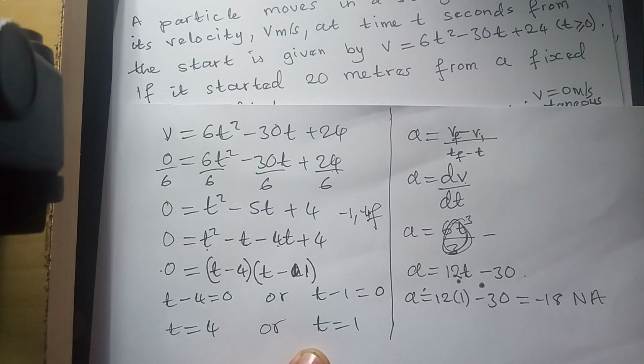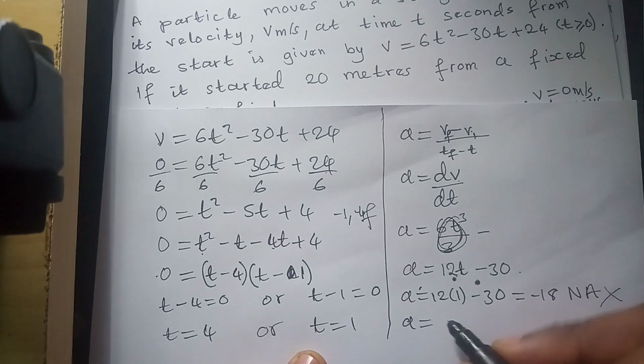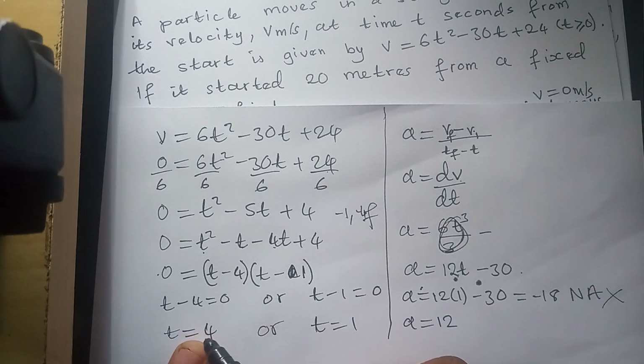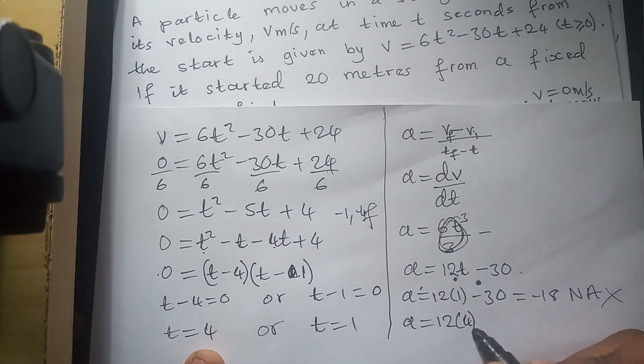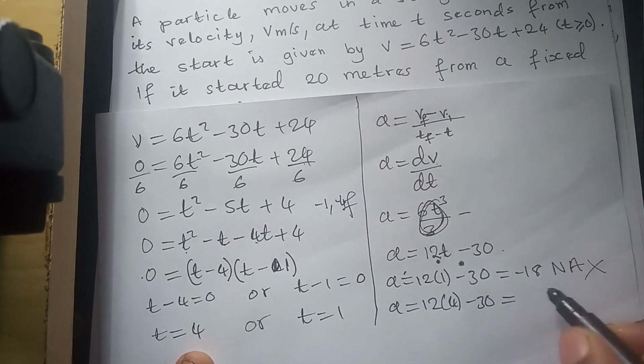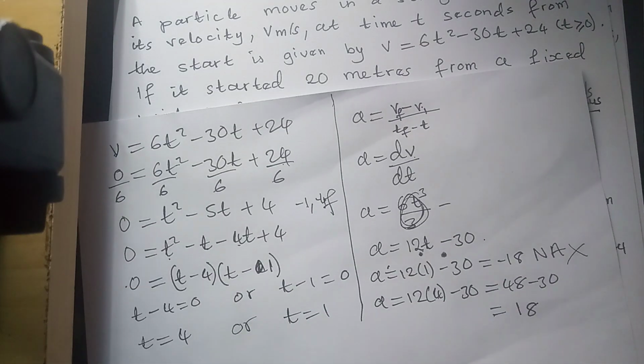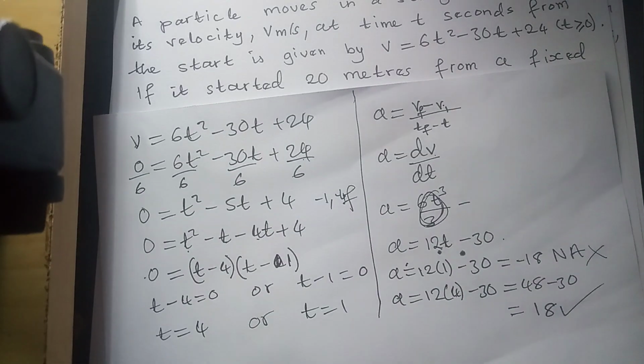This is not what we are looking for. What we want is the positive acceleration. So you can say 12, I'll put my 4 in the t. So this will be 48 minus 30. So this is giving me positive 18. So this is what we are looking for.